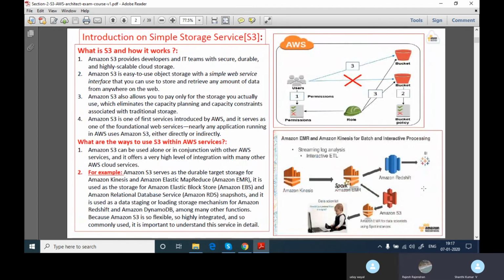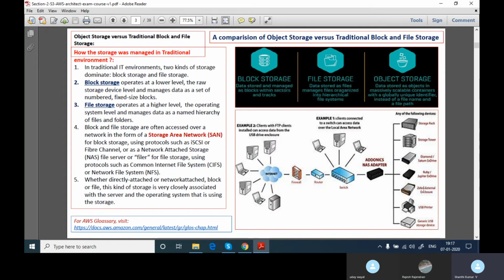What is S3? Now let us see how, in traditional systems, we used to store files in different ways. In traditional systems, there used to be block storage, file storage, and object storage. What is block storage? Data stored and managed as blocks within sectors and tracks. That is called block storage. What is file storage? Data stored as files, managed as files organized into a hierarchical file system. Hierarchical file system means I have different folders, a folder structure like a tree structure. I can manage my files in different folders and subfolders. That is called a hierarchical file system.